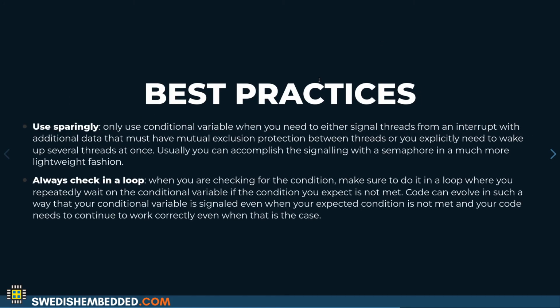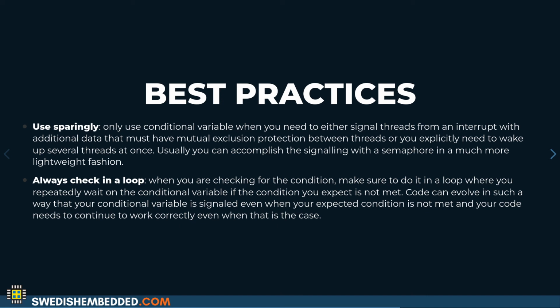So, best practices for using conditional variables. Don't use them very often. There is often no need to signal things using a conditional variable. Often it's sufficient to use a semaphore and just signal one thread. But if you have the specific requirement that you need to signal multiple threads at once, then the conditional variable is really the pattern that's been designed for that kind of purpose.